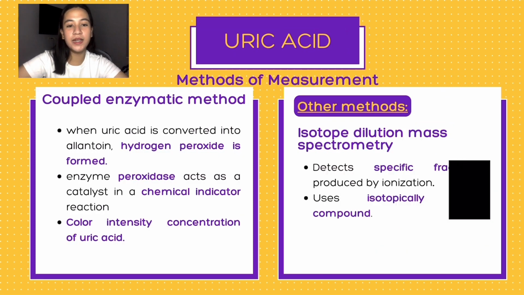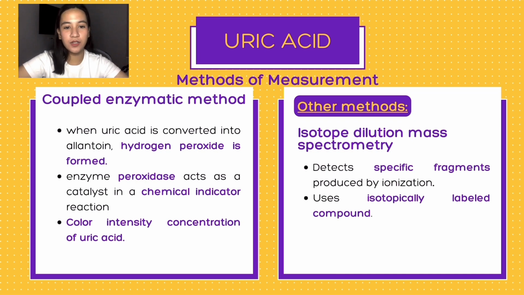Next one, we have the coupled enzymatic method. So when uric acid is converted into allantoin, hydrogen peroxide is formed, which may be measured using a coupled enzymatic method. The enzyme peroxidase acts as a catalyst in a chemical indicator reaction. The intensity of the color development is directly proportional to the concentration of uric acid present in the sample.